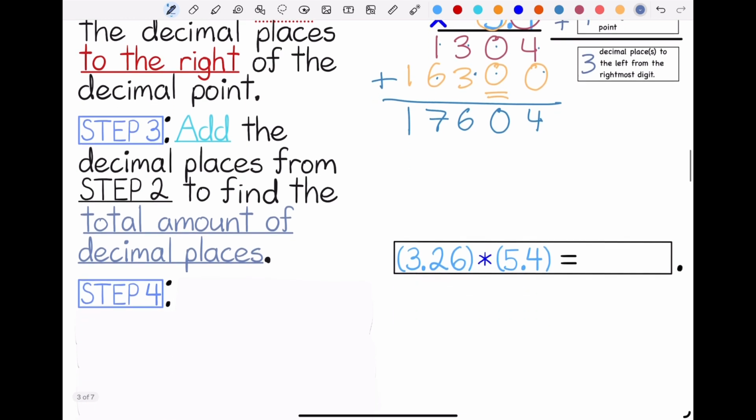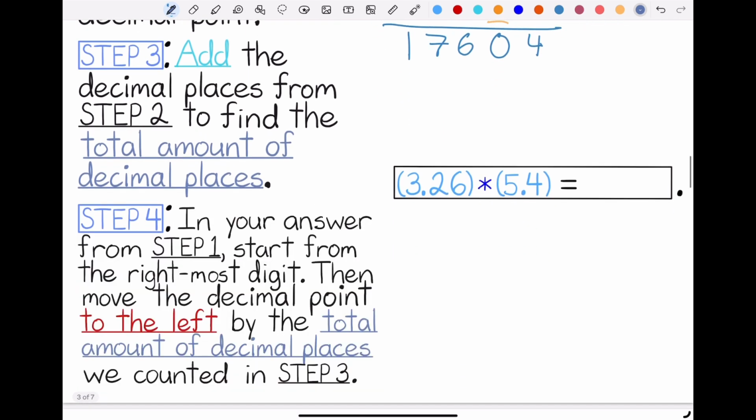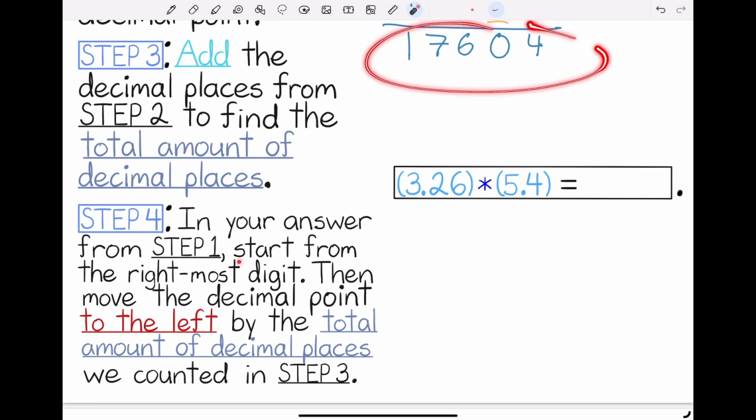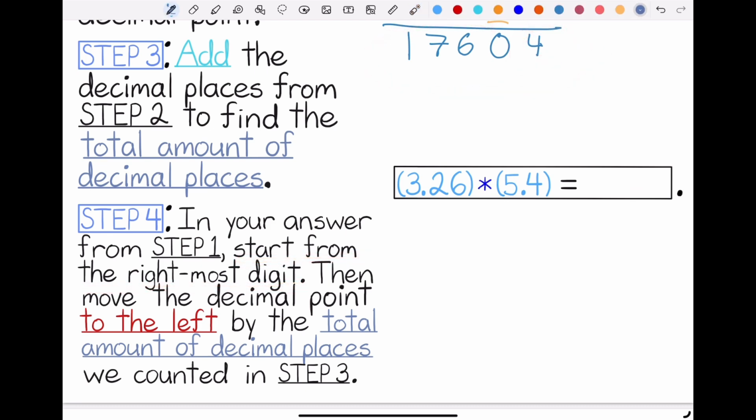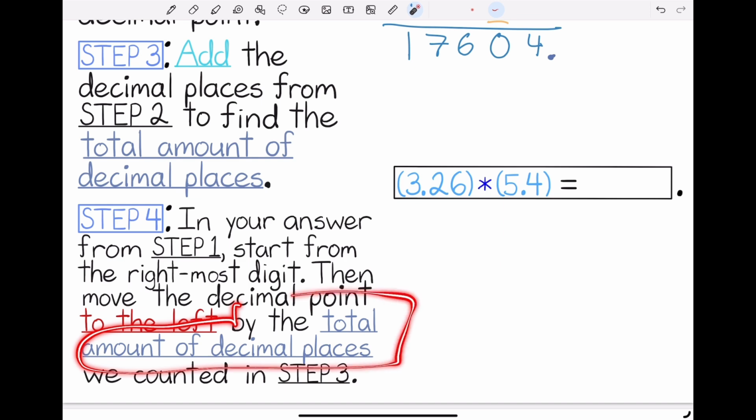And now for the final step, we're going to take our answer from step 1, and we're going to start our decimal point from the rightmost digit, so where this 4 is. So we're going to put the decimal point here. And then we're going to move this decimal point to the left. We're not going to move to the right. We're going to move to the left by the total amount of decimal places we counted in step 3.